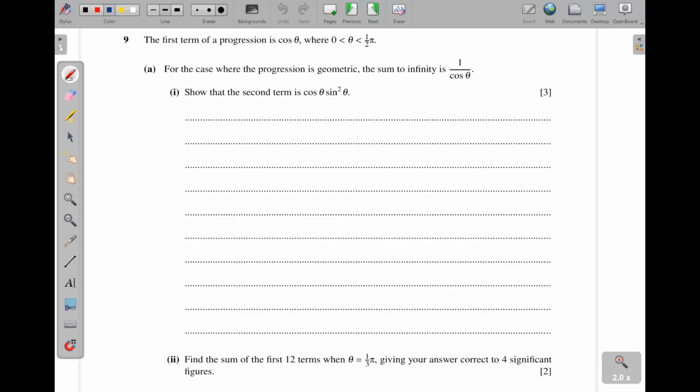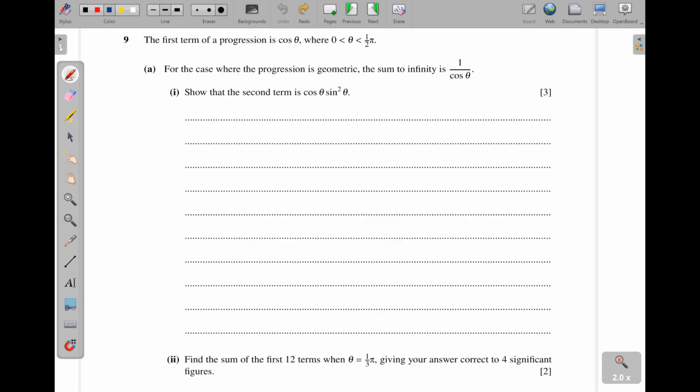Question 9 is coming from APs and GPs. The first part is from the GPs. The first term of the progression is cos theta, where theta ranges from 0 to pi over 2. Part A, for the case where the progression is geometric, the sum to infinity is 1 over cosine of theta. And then Roman 1, show that the second term is cos theta sine squared theta.